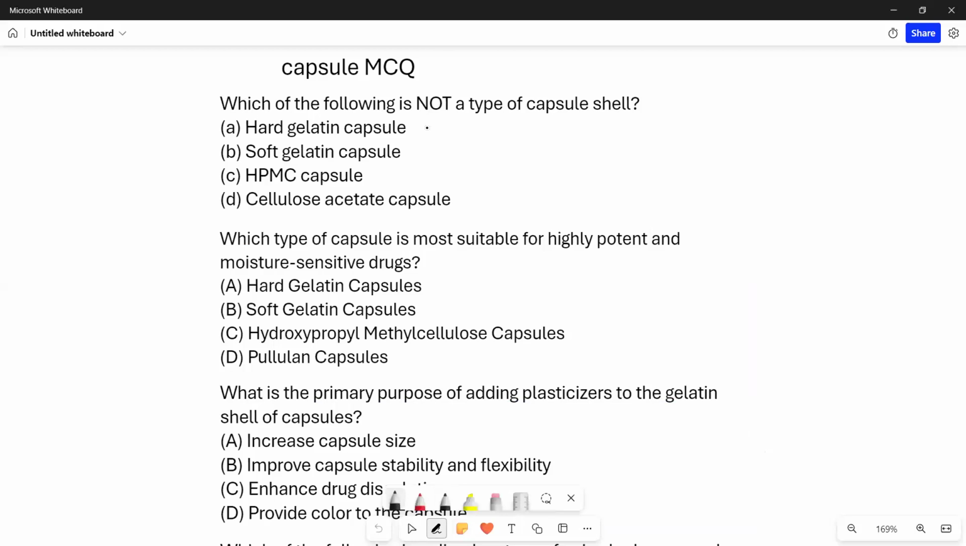So answer this question. Which of the following is not a type of gelatin capsule shell, not a type of capsule shell, guys? Everyone, I want answers from everyone, guys. Yeah, great. The answer is D.